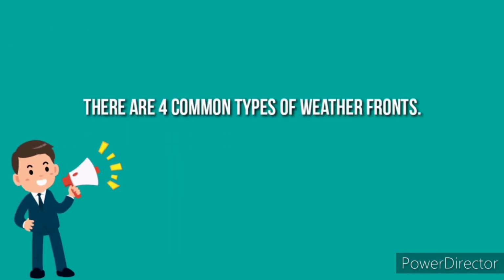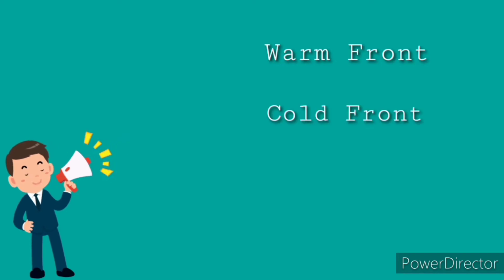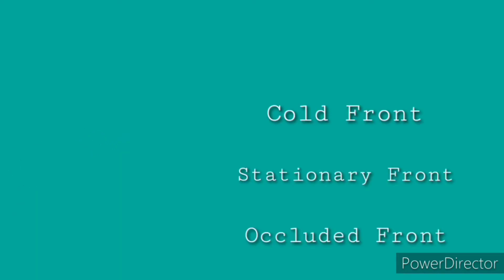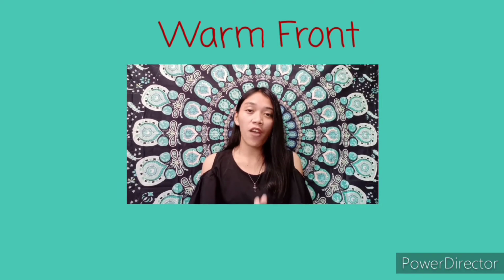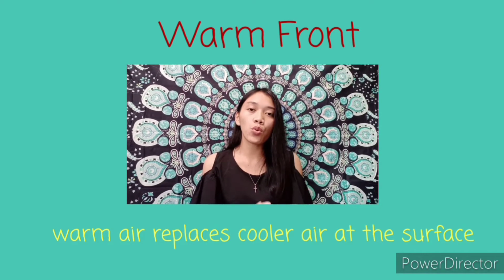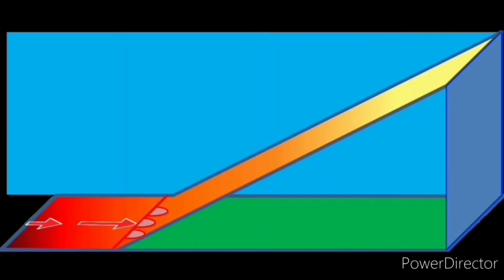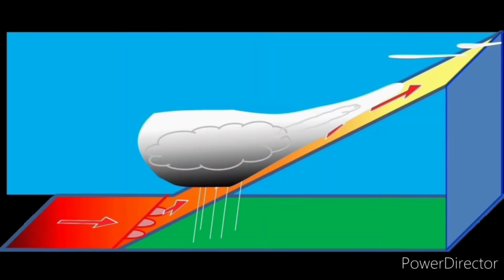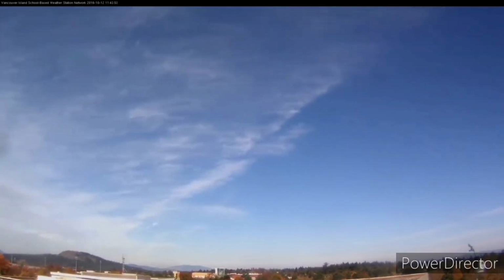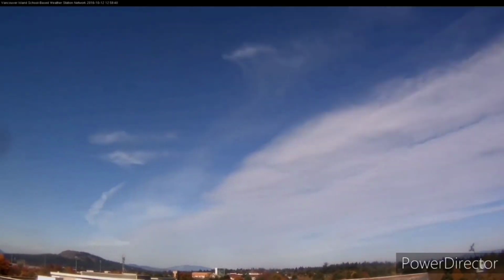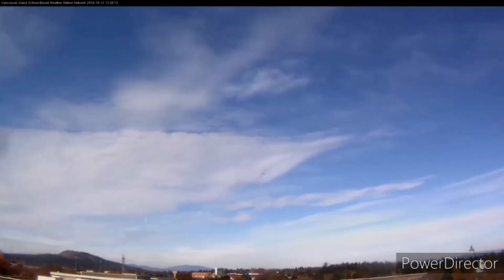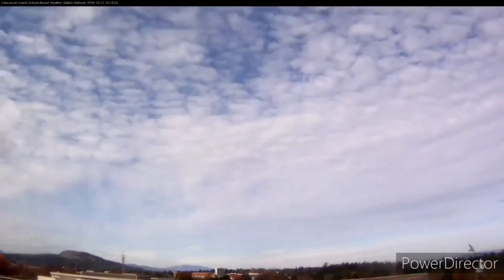There are four common types of weather fronts: warm front, cold front, stationary front, and occluded front. A warm front is a front in which warm air replaces cooler air at the surface. A warm front forms when a warm air mass pushes into a cooler air mass. The air behind this front is typically warmer and more humid than the air it replaces. These fronts often bring stormy weather as the warm air mass at the surface rises above the cool air mass, making clouds and storms. But these fronts produce a steady light to moderate precipitation instead of violent thunderstorms.